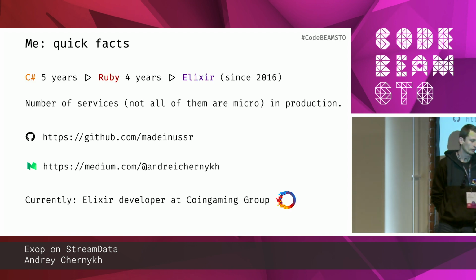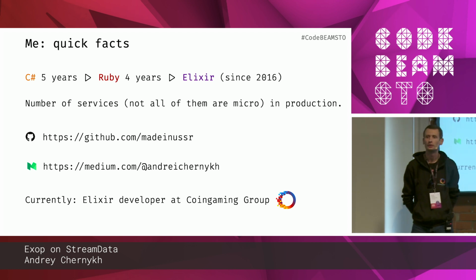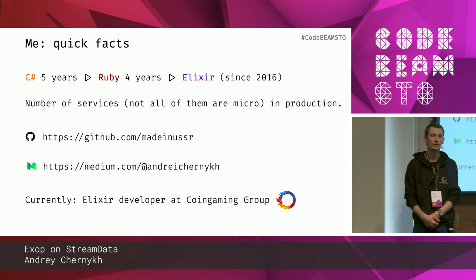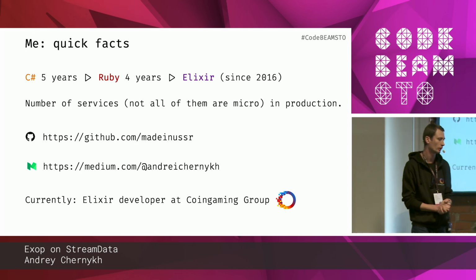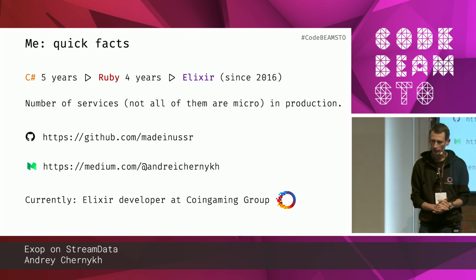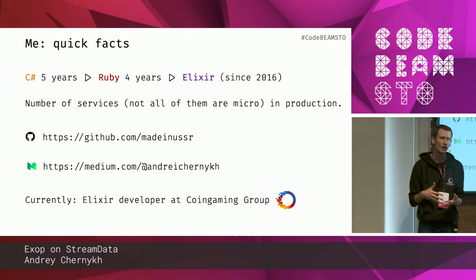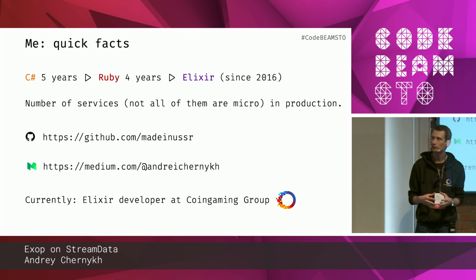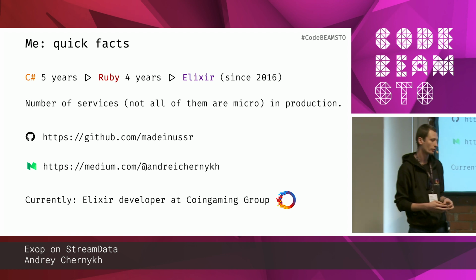A few words about me. I used to be a .NET developer and wrote C# code for a while. Then I switched to Ruby, and eventually I have worked with Elixir on a daily basis since 2016. I try to contribute back to the Elixir community with my open source projects. I write some articles on Medium occasionally. Currently I work at Karen Gaming Group, based in Tallinn, Estonia.